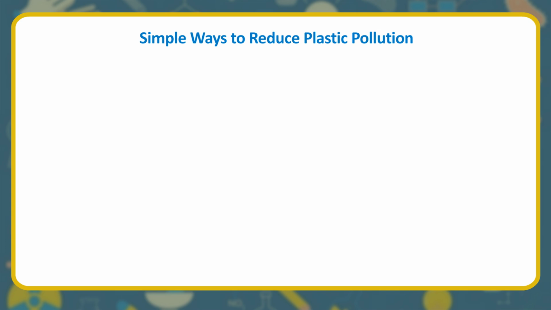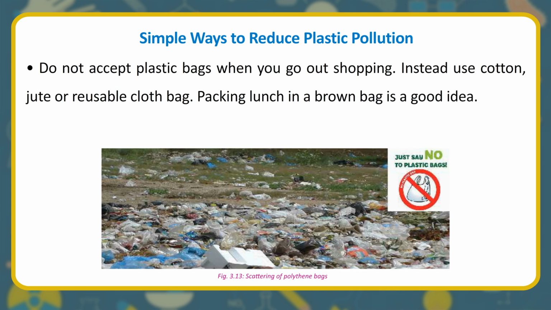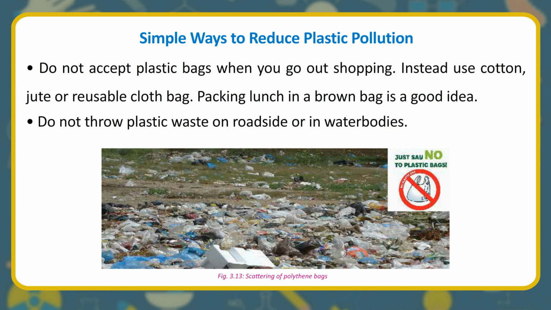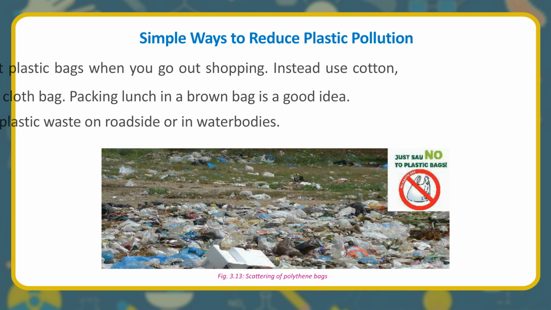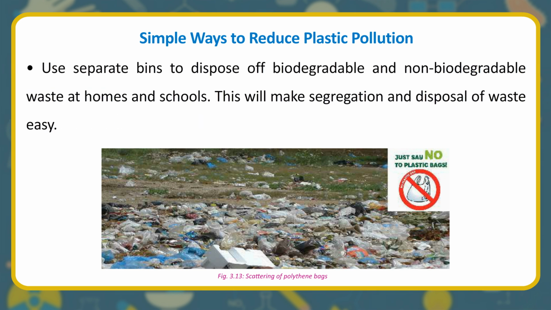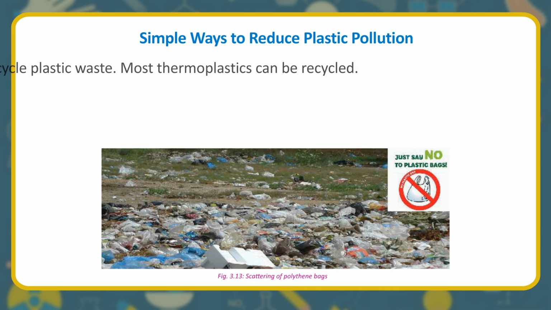Simple ways to reduce plastic pollution. Do not accept plastic bags when you go out shopping. Instead, use cotton, jute or reusable cloth bag. Packing lunch in a brown bag is a good idea. Do not throw plastic waste on roadside or in water bodies. Use separate bins to dispose of biodegradable and non-biodegradable waste at homes and schools. This will make segregation and disposal of waste easy.